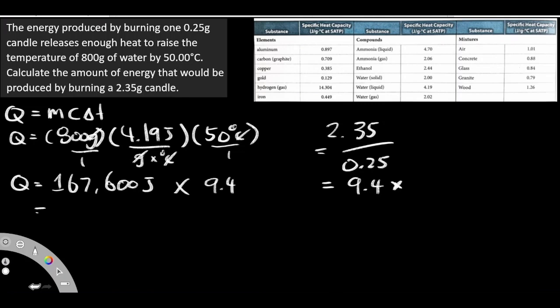So our Q is equal to 167,600 times 9.4. I end up getting 1,575,440. This is what I have in joules. So this should be the answer, the amount of energy for that candle.